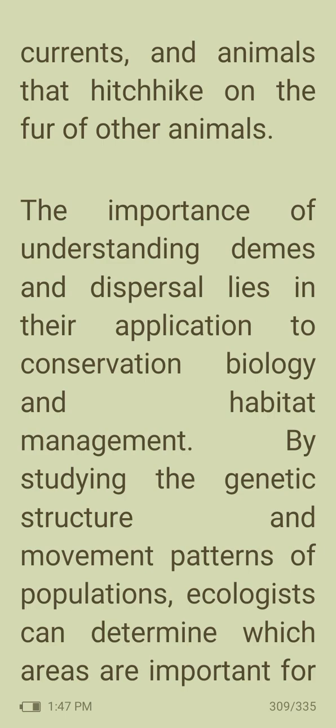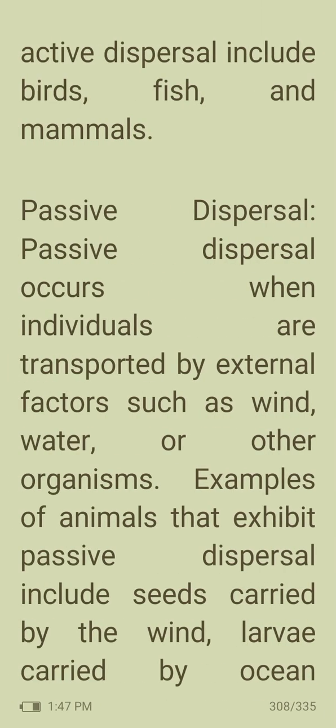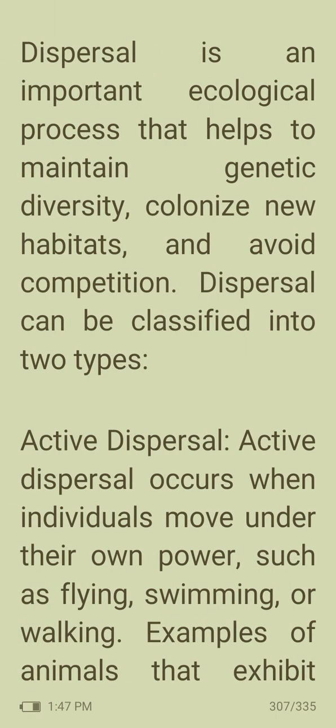But open demes exchange their genetic material with other organisms, with the help of migration. Migratory birds, migratory animals, and some fishes are examples of open demes. Dispersal is of two types, active and passive. Active means they are voluntarily moving under their own power, flying, swimming, or walking. They are voluntarily doing that migration, that dispersal process.